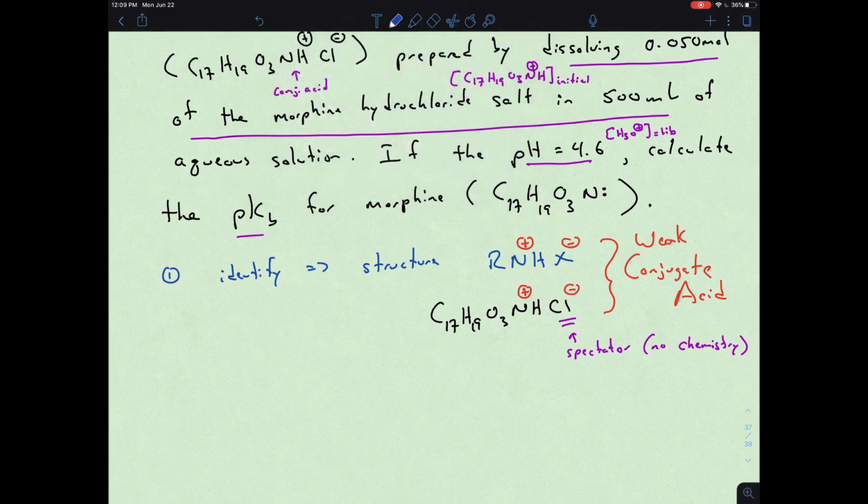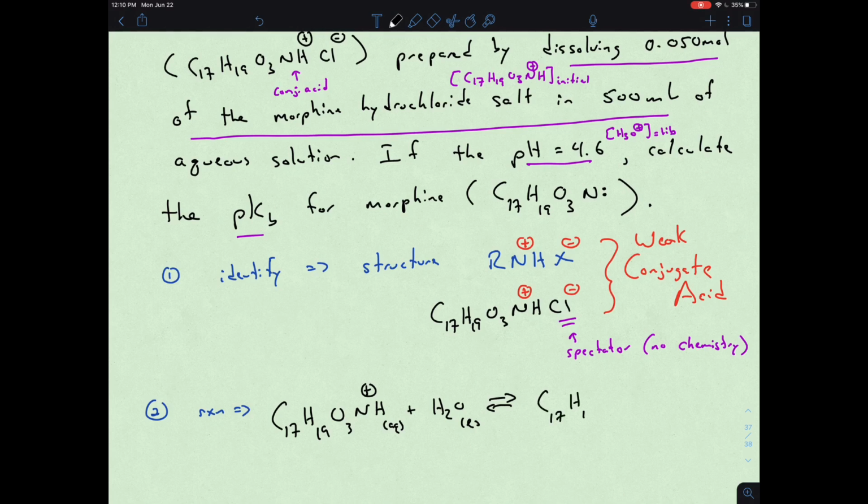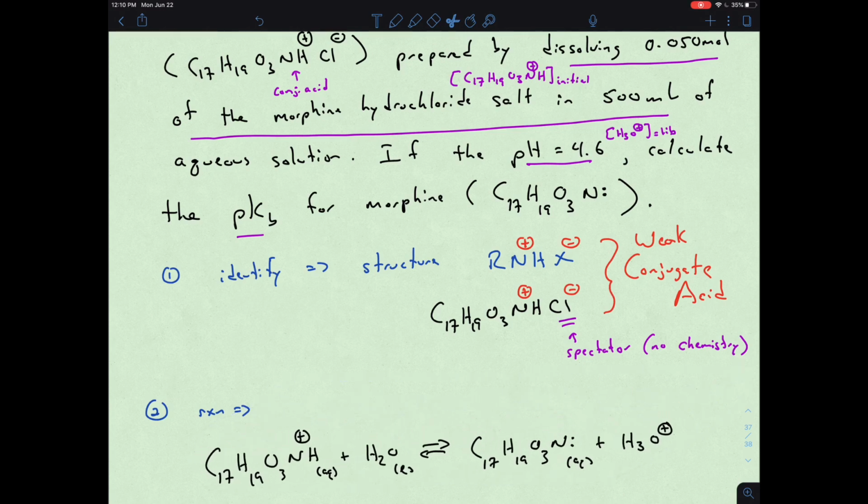So that's what we have there initially. And so that's what we need to write our reaction in terms of. So we're going to start with the ammonium form of morphine, where we have that NH plus. That's going to be plus our water to produce then the parent base, morphine, plus then H3O plus. So there is our reaction that we're looking at.